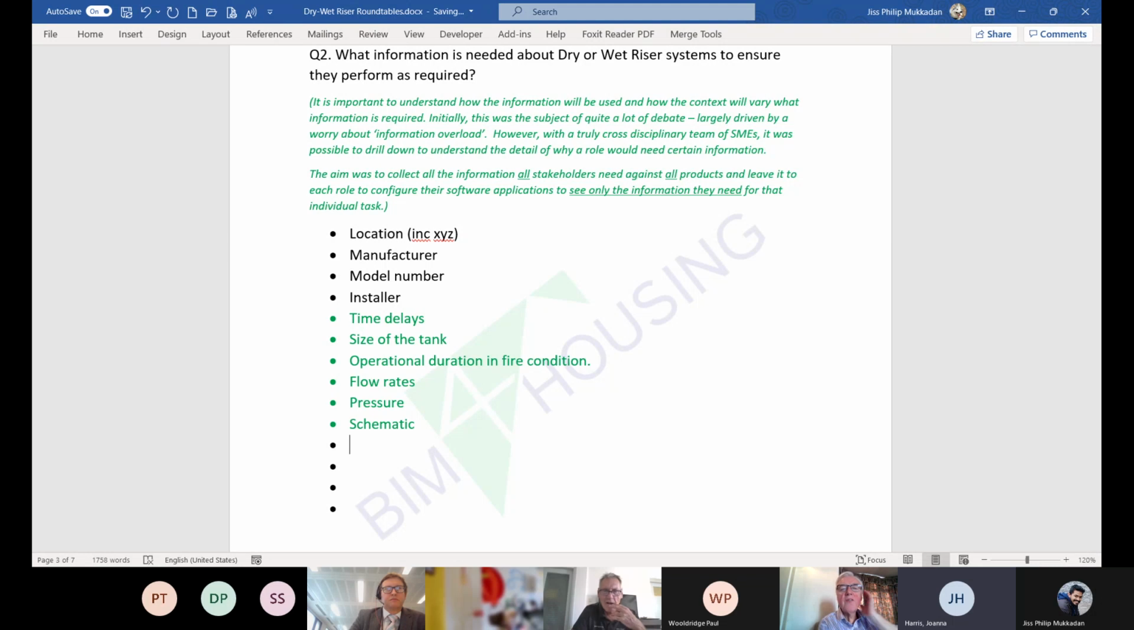Sorry. Yeah, I was just wondering, Joe, in terms of dry and wet risers, whether your experience would say what other parameters might we need to know about dry or wet risers? The only thing I could think of is the zone it protects, maybe connection points and drain down points. Yeah, brilliant. So zone it protects and drainage. Drainage or fill points, whatever version.